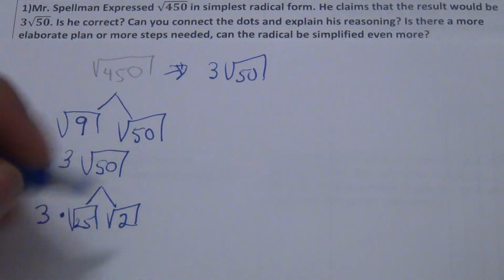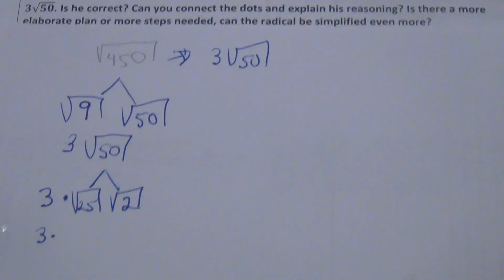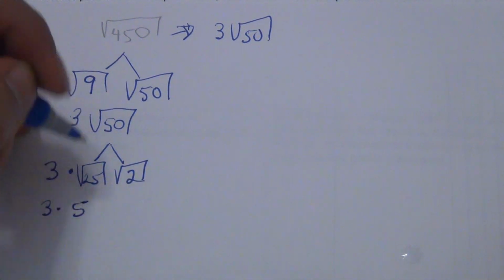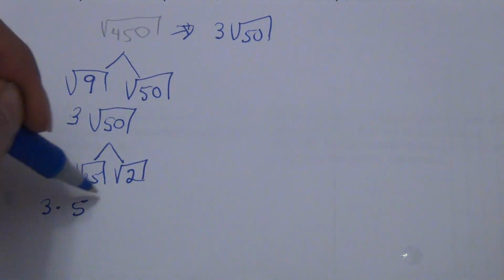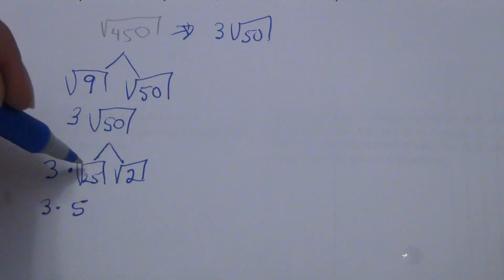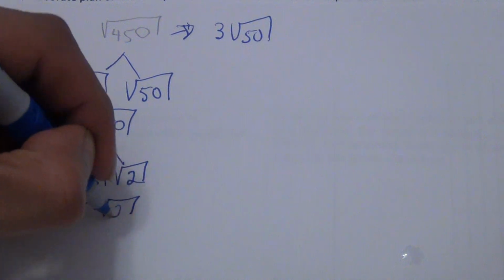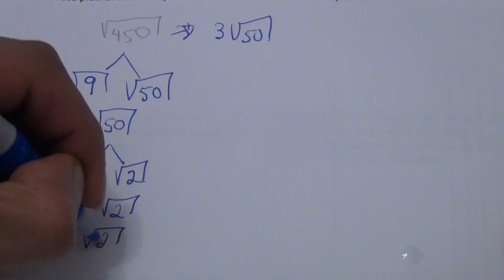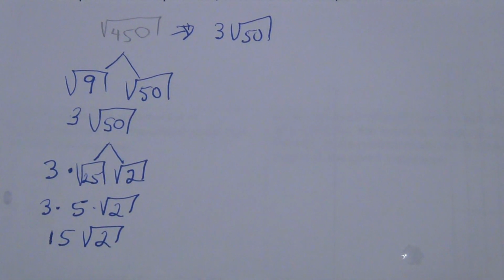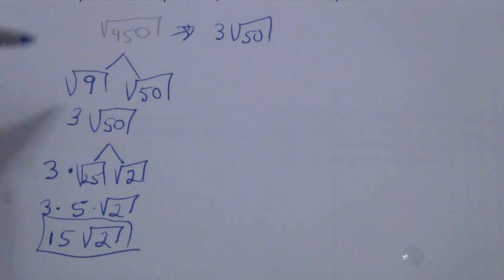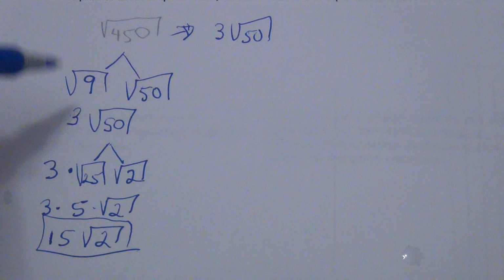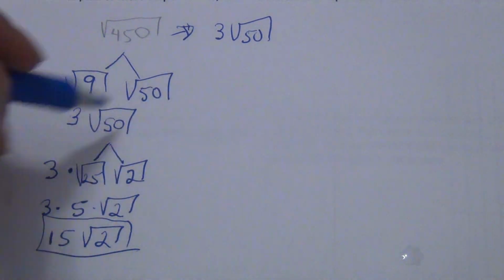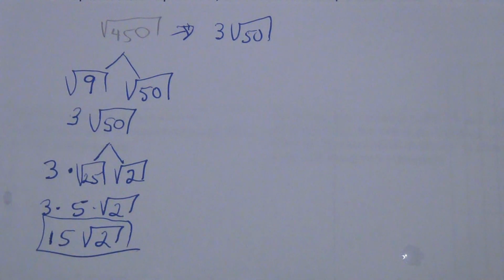this is radical 50, remember? So then this is 3 times, okay? The square root of 25 is 5. Some of you think that the square root of 25 is 5 and then you put the square root symbol again, and no, that's it. That's the reason you got rid of it. Times radical 2. So then 3 times 5 is 15. And you got 15 radical 2. So this is the simplest form of radical 450. Okay, so then now I know that Mr. Spellman is not completely incorrect, but he's also half correct because he forgot to simplify radical 50.